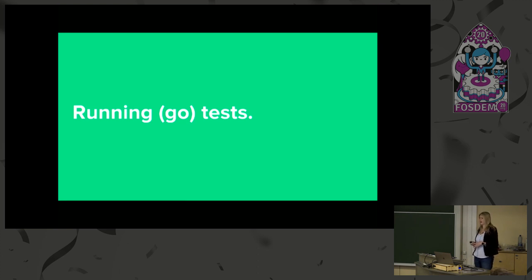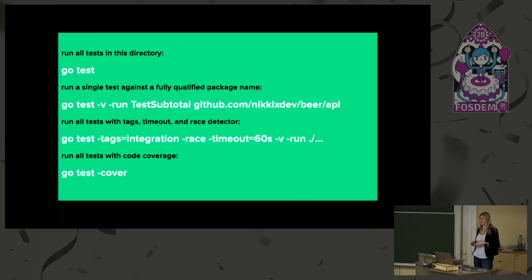To test, you simply run go test from the directory where your tests are stored, or you can utilize some other attributes of the tool. Here's a couple of use cases for how one might use it. You can run all the tests in the current working directory. You can run a single test against a fully qualified package name, which has the GitHub path there. You can tag Go files with a simple comment at the beginning of the file. So if you want to just run integration tests, you could tag all of your integration files with that, and that's just going to run all of those.